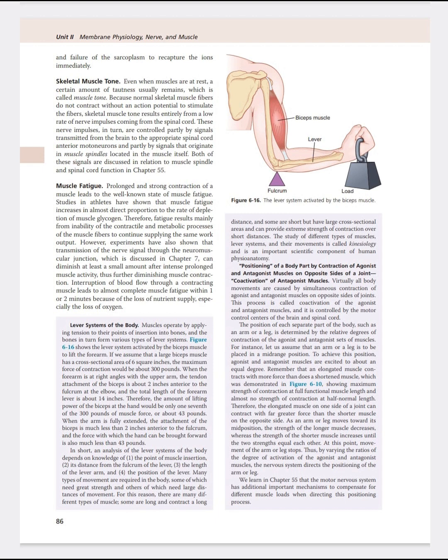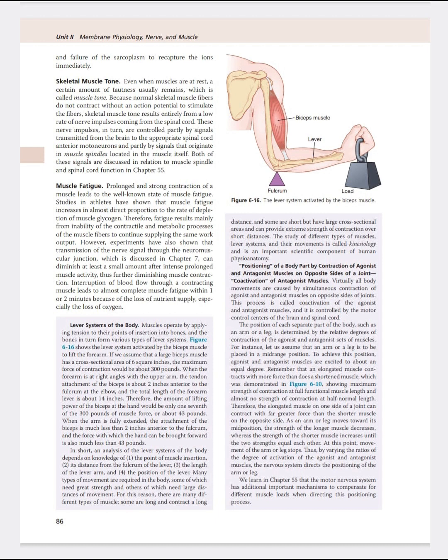These nerve impulses in turn are controlled partly by signals transmitted from the brain to the spinal cord, anterior motor neurons, and partly by signals that originate in muscle spindles located in the muscle itself. Prolonged and strong contraction of a muscle leads to a well-known state of muscle fatigue. Studies in athletes have shown that muscle fatigue increases in almost direct proportion to the rate of depletion of muscle glycogen, and the inability of the contractile and metabolic processes of the muscle fiber to continue supplying the same work output.